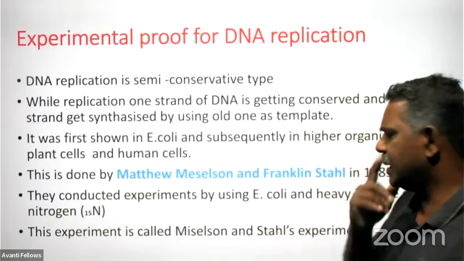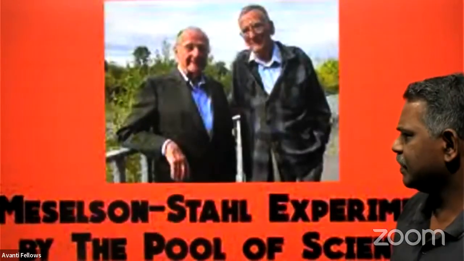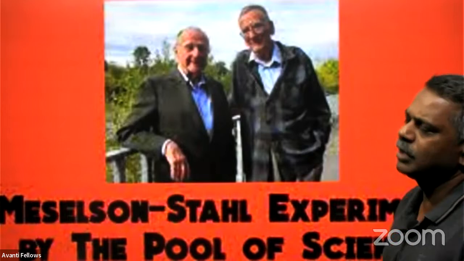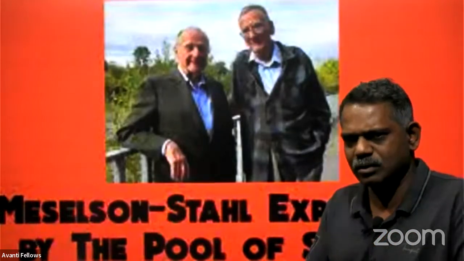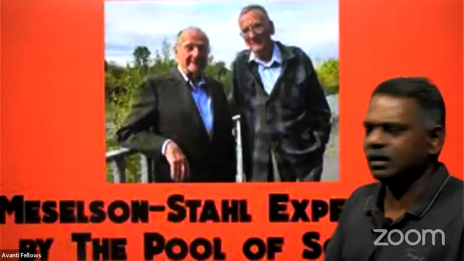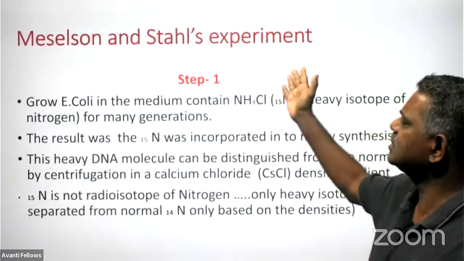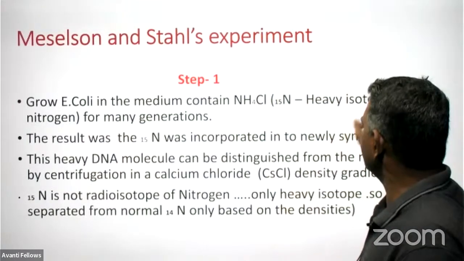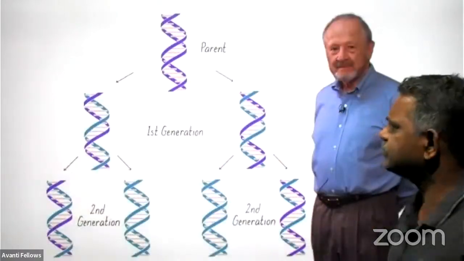And this experiment is called the Meselson and Stahl experiment, to prove that the DNA replication happening in prokaryotes and eukaryotes is semi-conservative. Let us see the Meselson and Stahl experiment. It is a simple experiment, the concept is very simple. Here you can see this experiment.